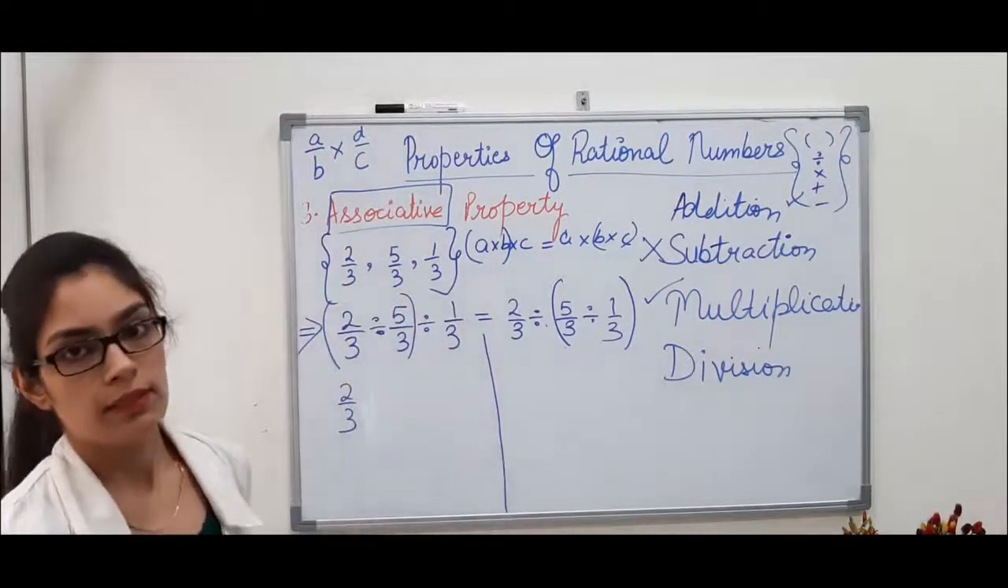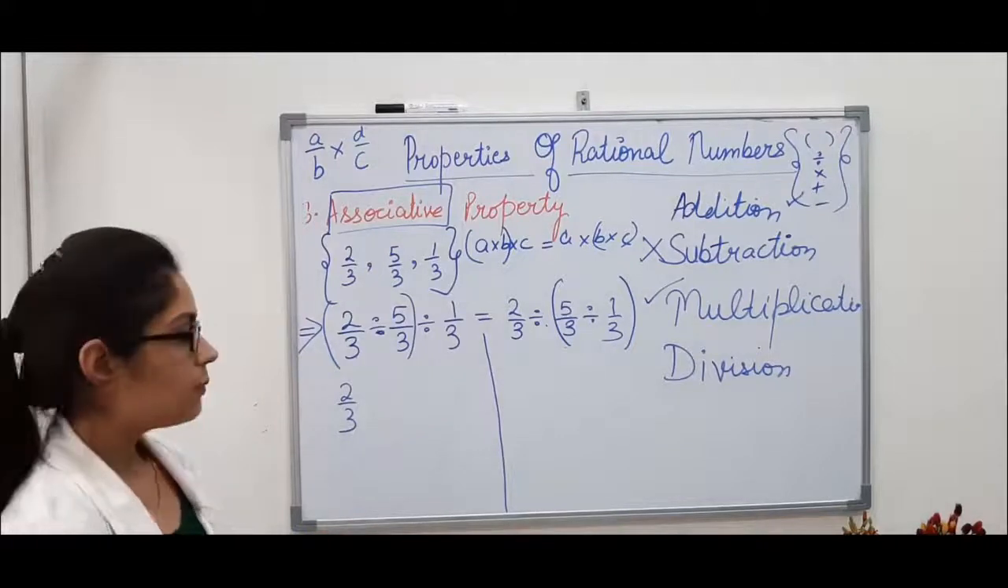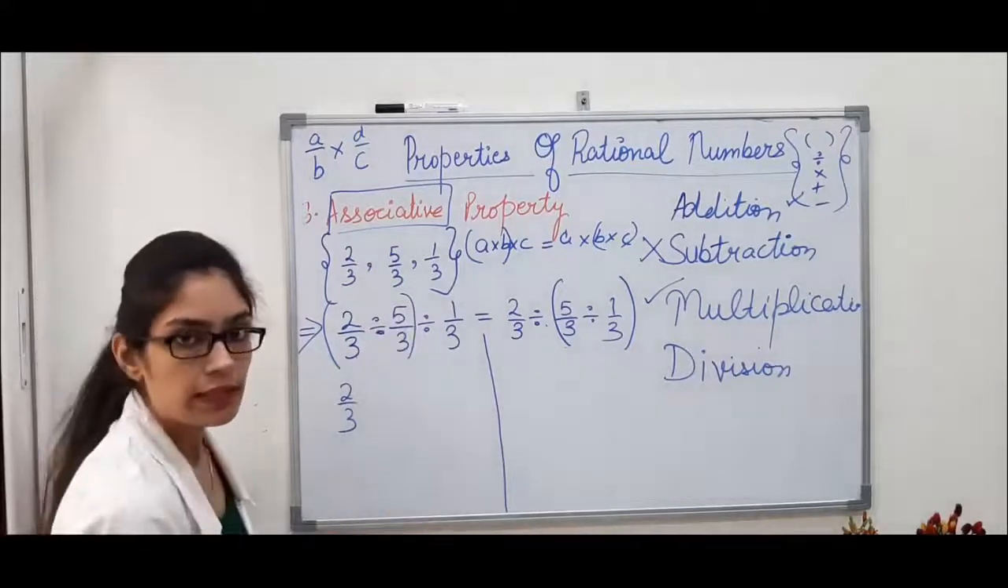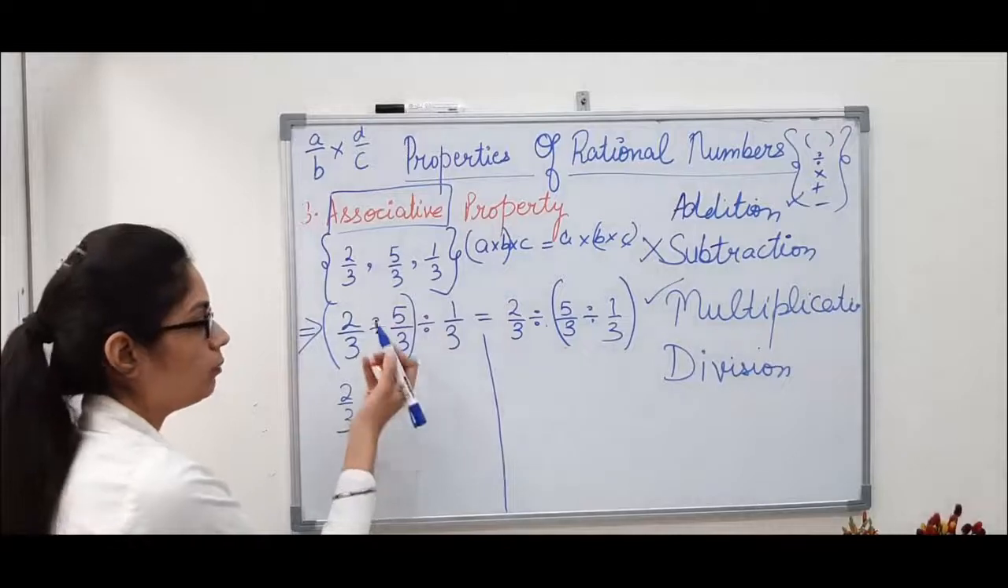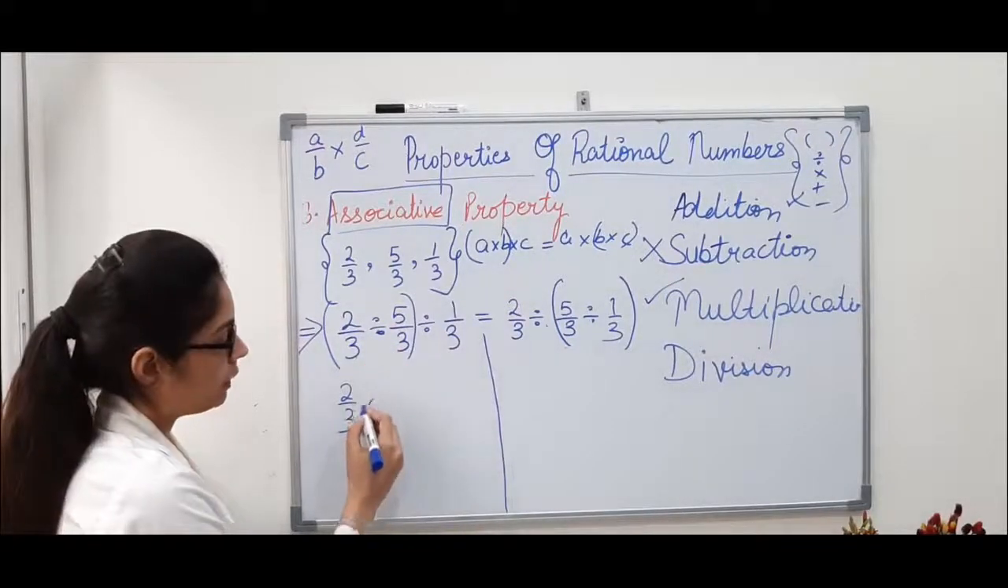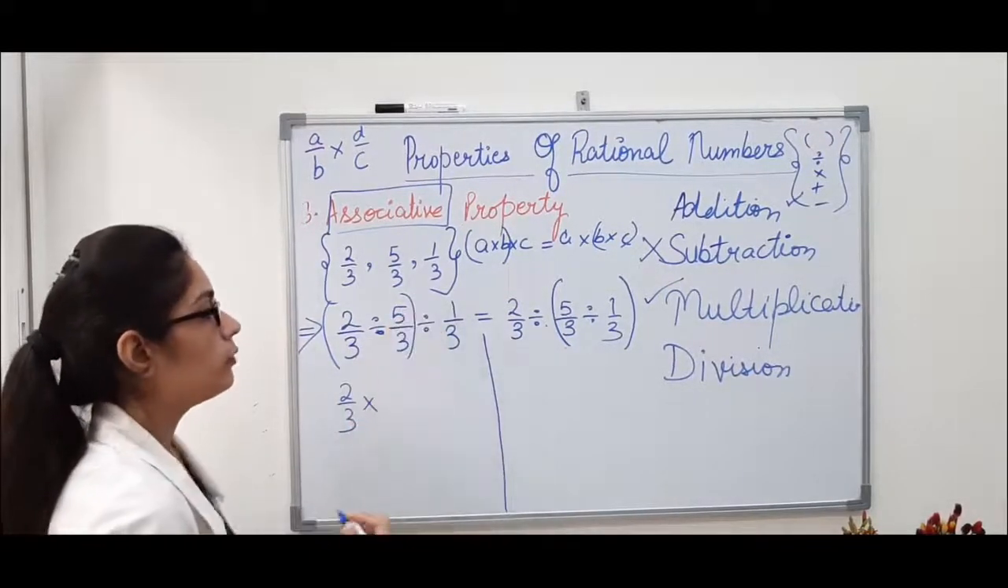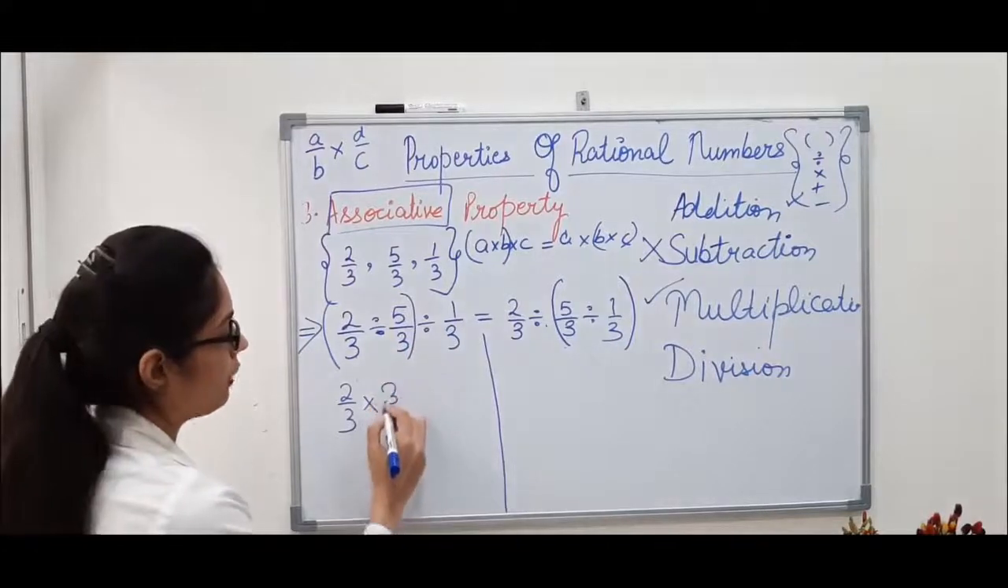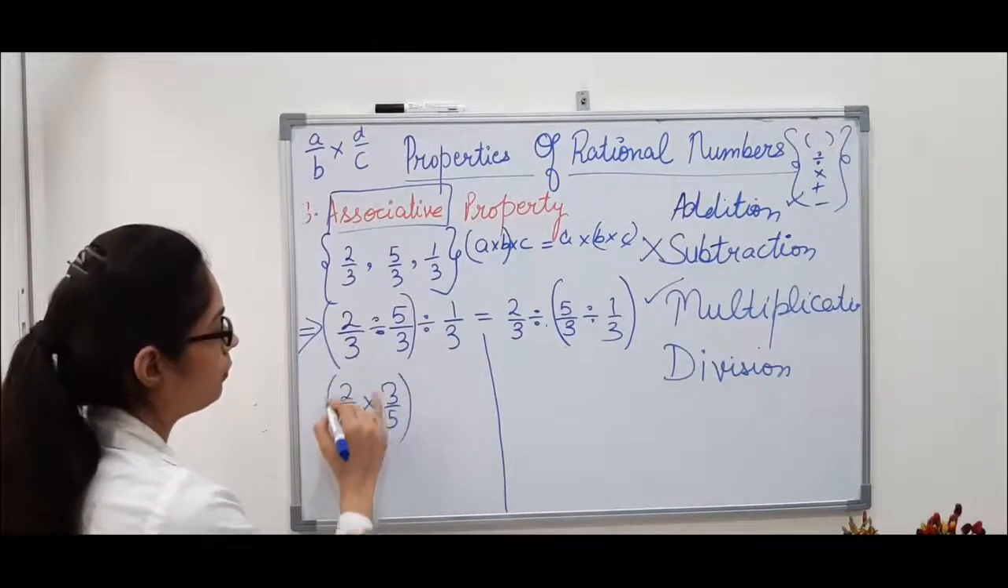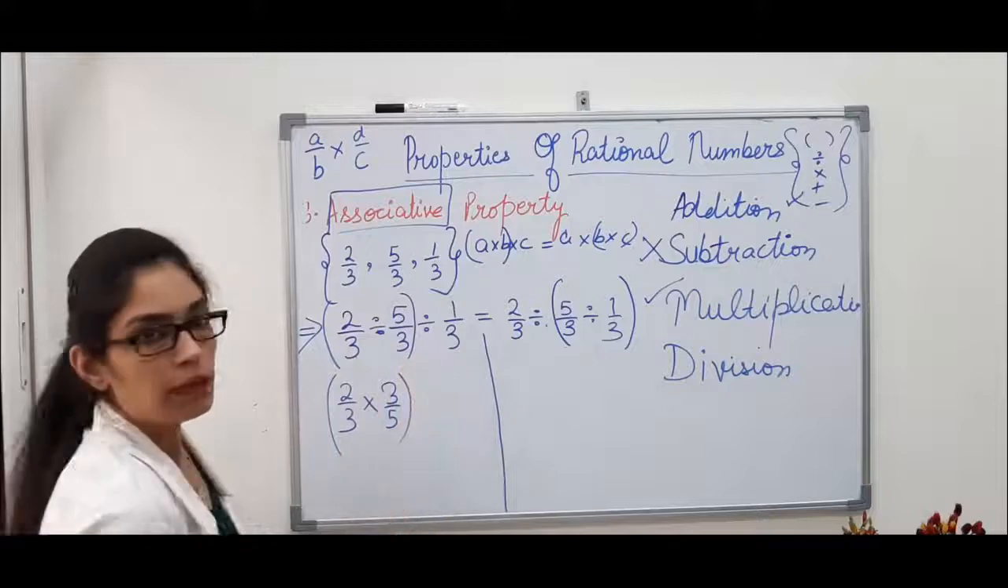C by D will be changed as D by C. Reciprocal we have to do, or opposite we have to write. So this division will be changed into multiplication. This 5 by 3 will be changed into 3 by 5. Bracket I will put as it is. Now same thing we will do.